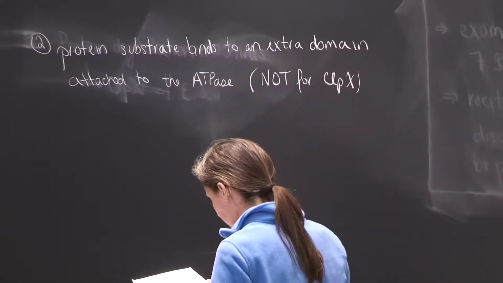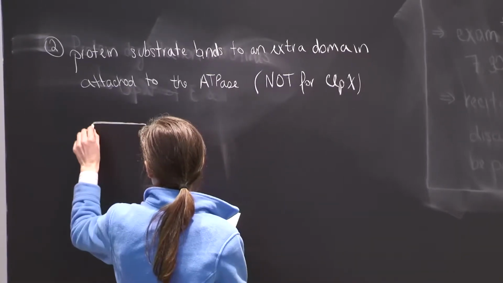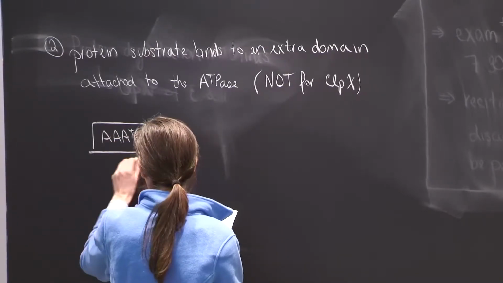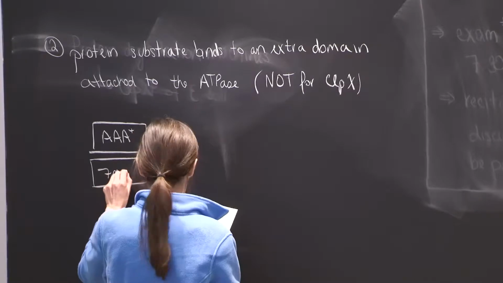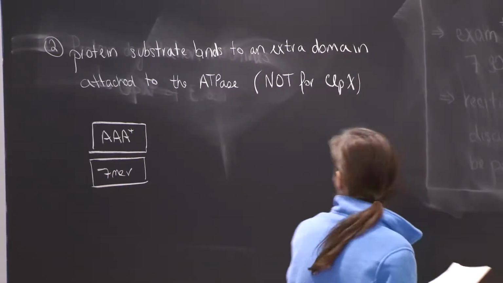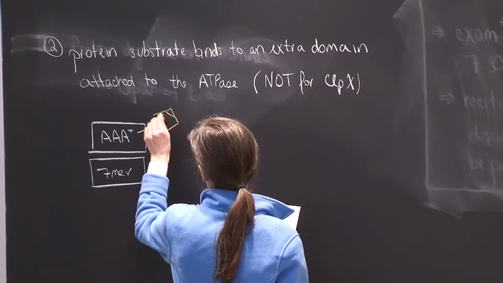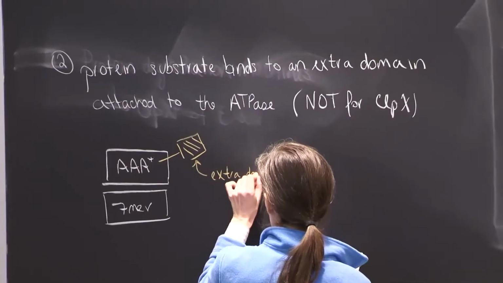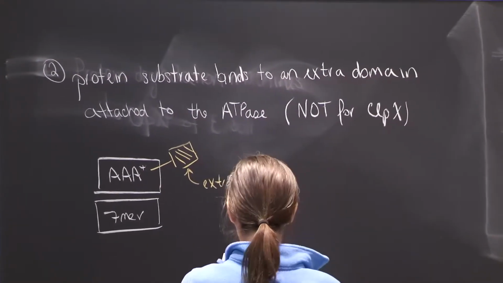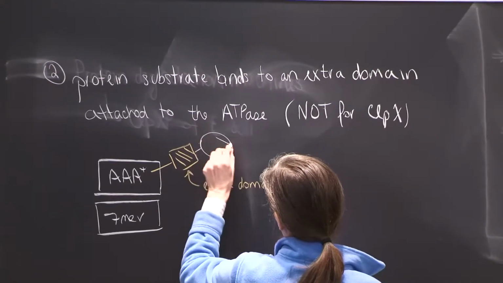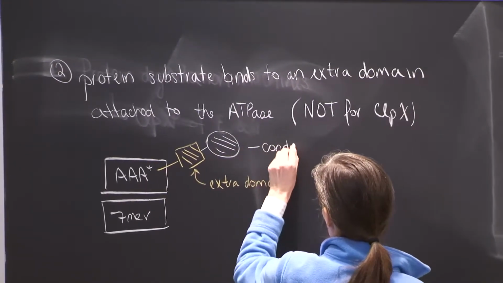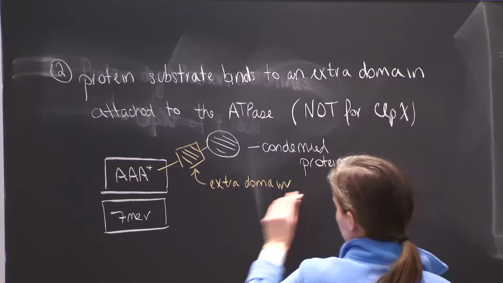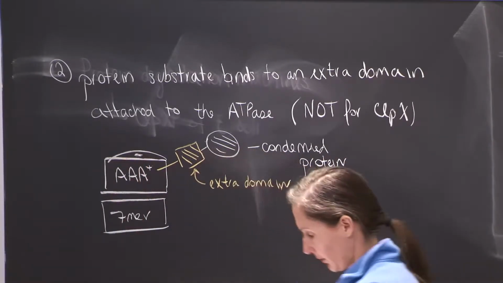We saw some of those other ATPases are quite complicated. So in this case, imagine we have an ATPase. We have the degradation chamber, and this ATPase has some extra domain that effectively can bind the condemned protein and help deliver it to the pore here.